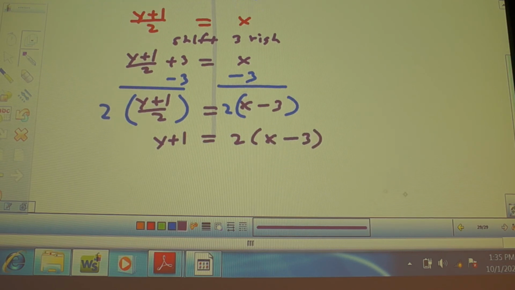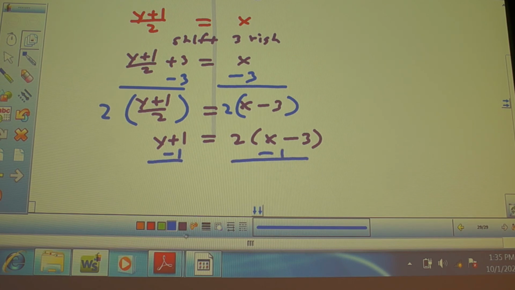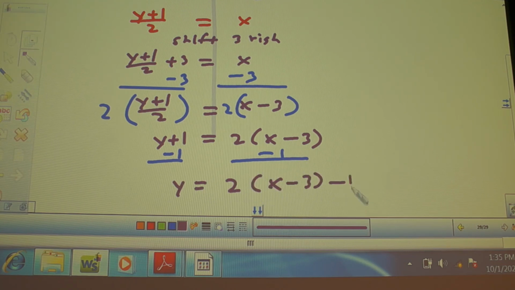All right, so then what's the last thing to do to solve for y? Subtract 1, yep. I need to subtract 1 from both sides, so I get rid of this plus 1 from the y side. And I'll end up with y equals 2 times x minus 3 minus 1. So what did I start with? The original was y equals 2x minus 1.